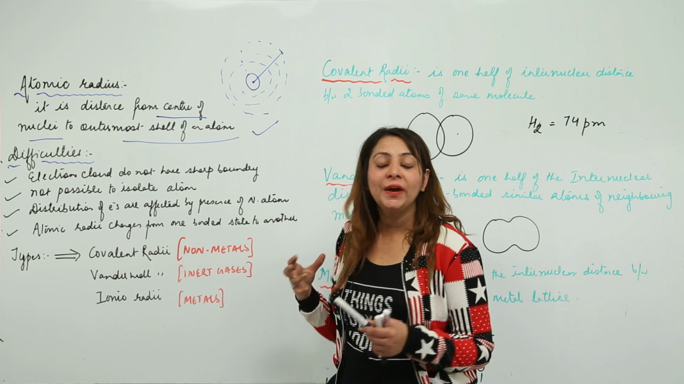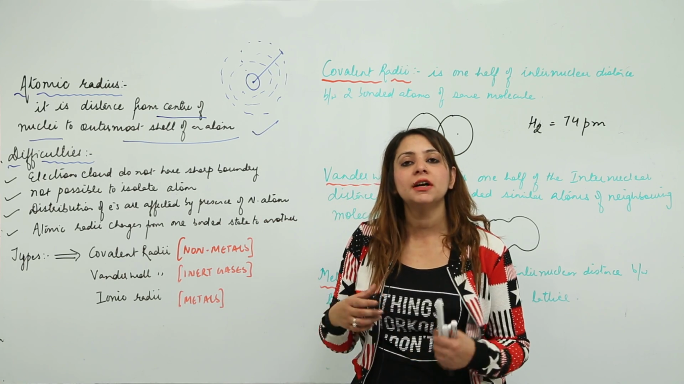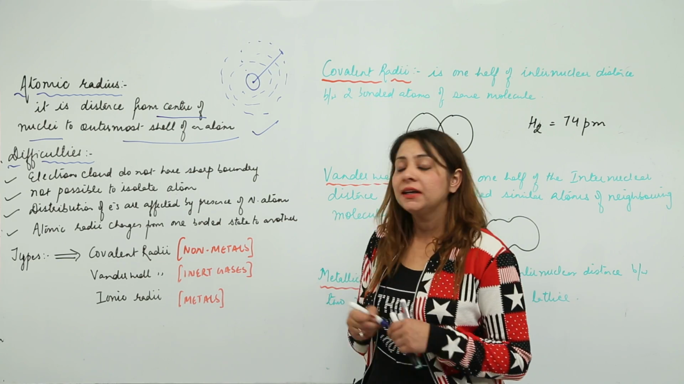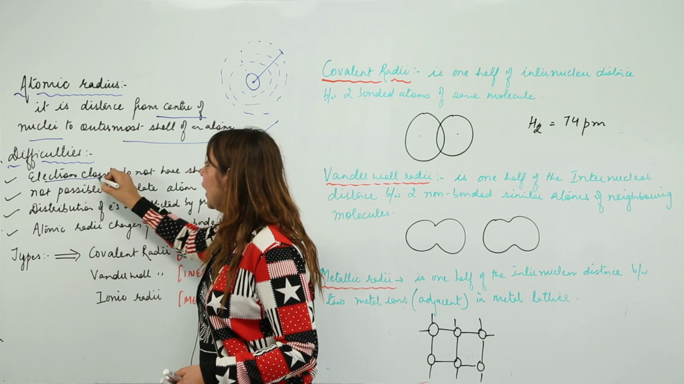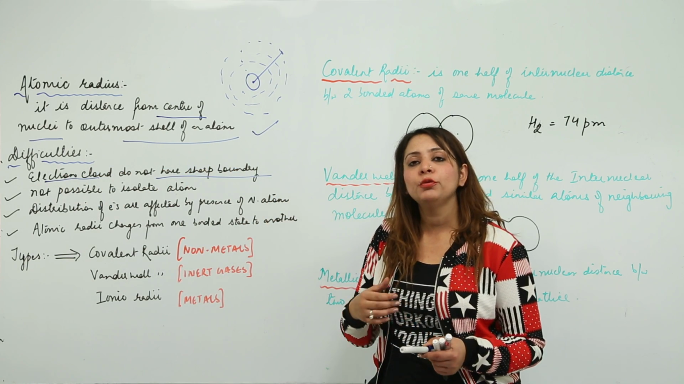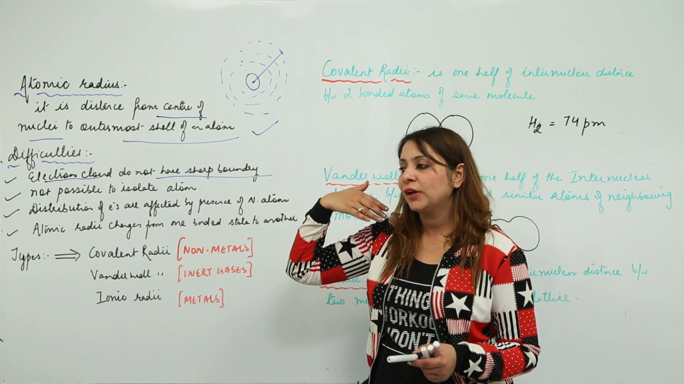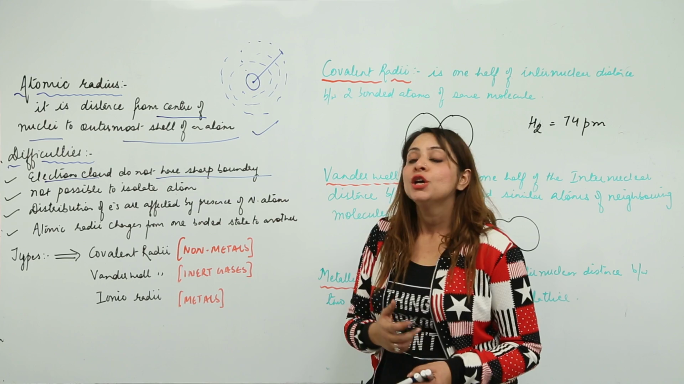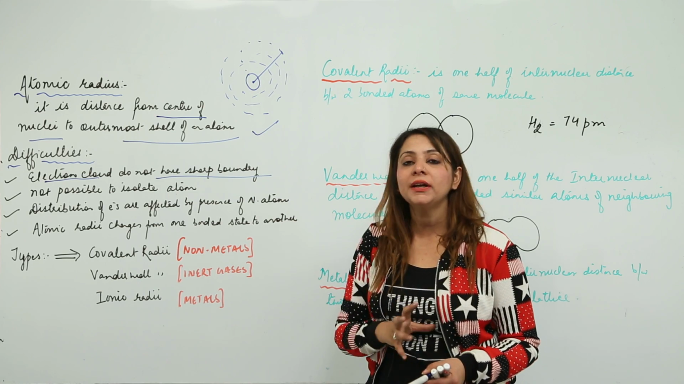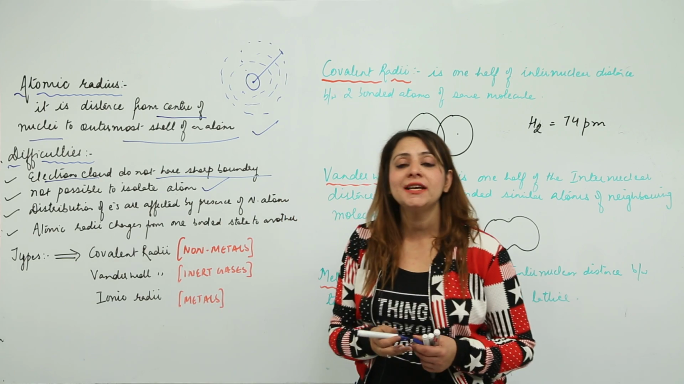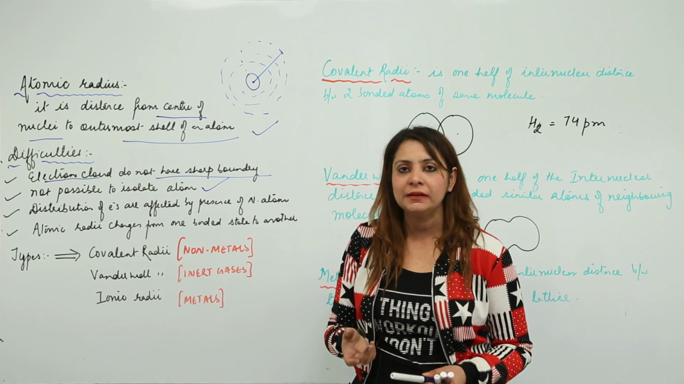We encounter many difficulties in knowing the exact atomic radius. The reason being the electron cloud does not have a sharp boundary. As we know, when we start moving from the nucleus to a long distance, only then the probability of finding the electron is not zero. So that means the electron cloud does not have any sharp boundary. Moreover, it is very difficult to isolate a single atom to know its radius.